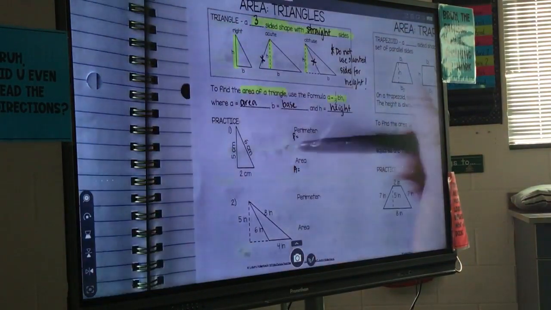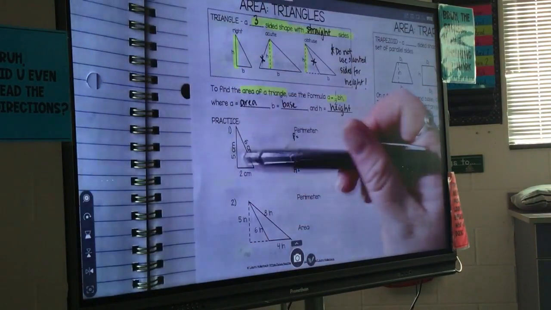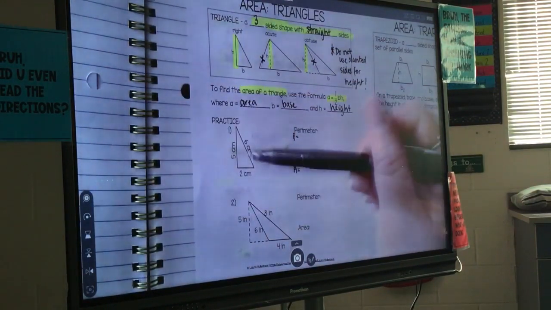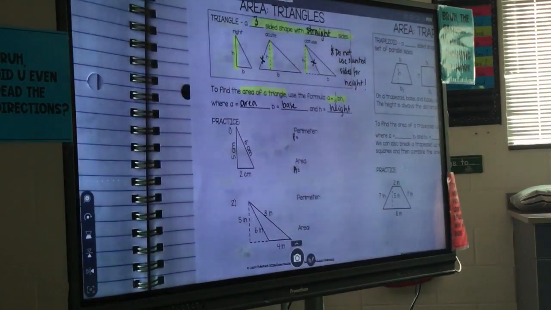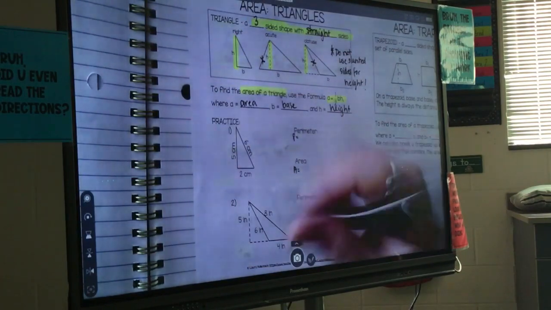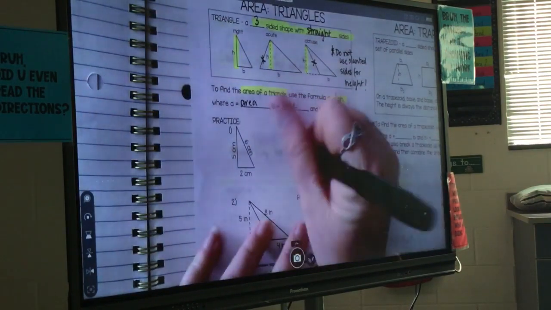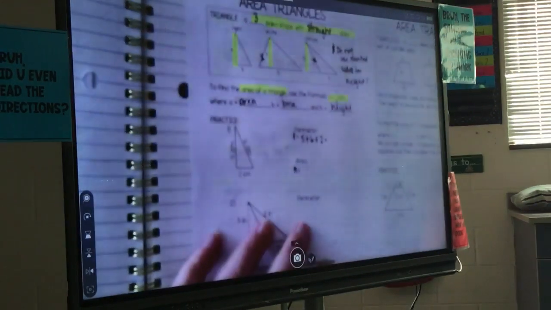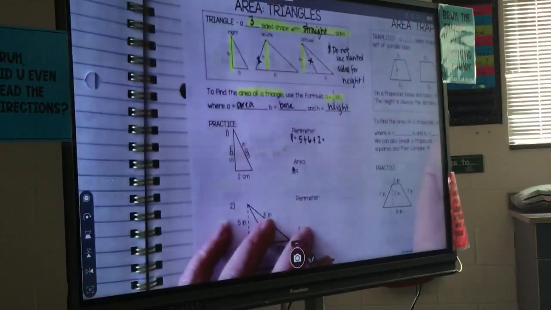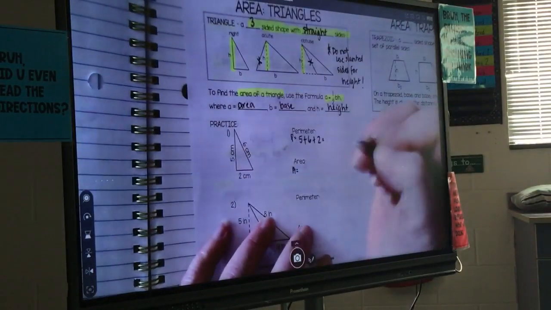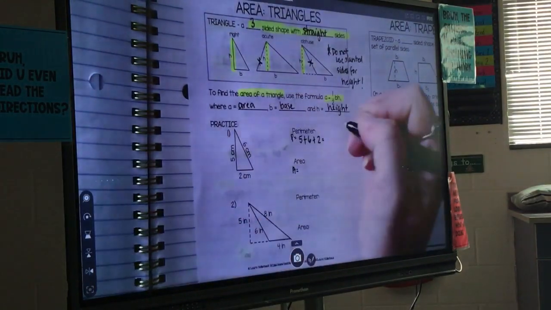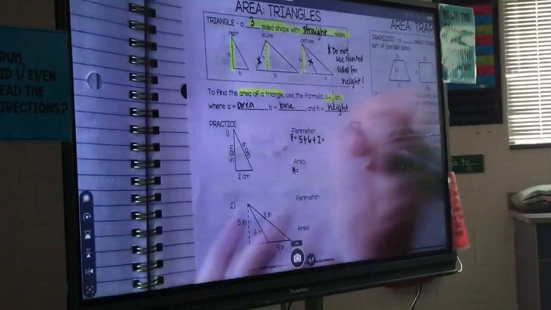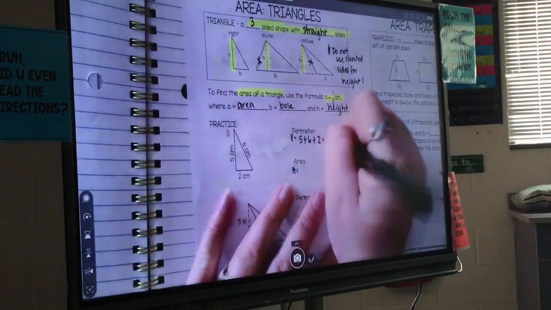All right, so finding the perimeter, are we using all three numbers? When we find the perimeter of a triangle, do we use all three numbers? Yes, you're using all three numbers because you're finding the outside. So for this one, we're going to do 5 plus 6 plus 2. Raise your hand and tell me what is 5 plus 6 plus 2. Silas? 13. Okay, so we have 13 centimeters.